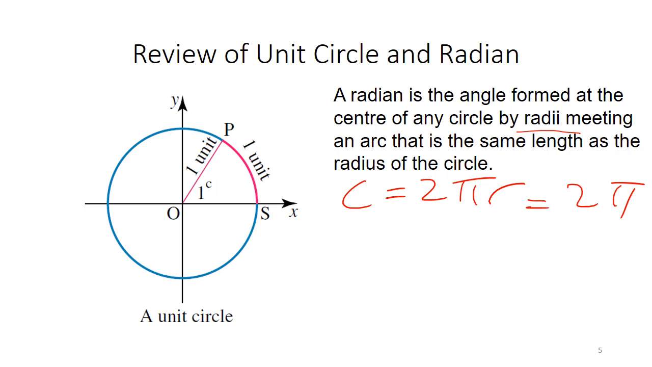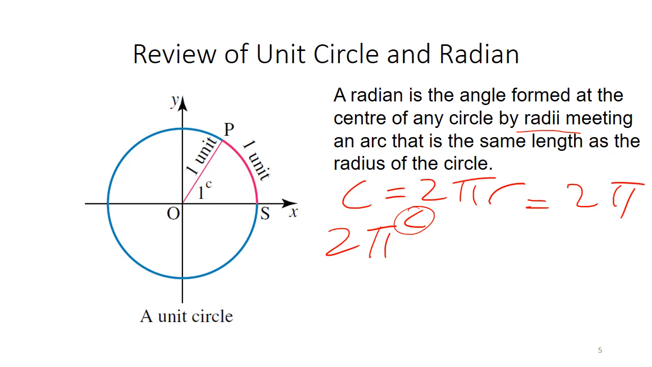So if we have a whole circle, that radius, that angle at the center of the circle would be 2 pi radians. Sometimes we'll write it like that. A lot of times we will just even ignore this sign. We can just write 2 pi. People would know you're using the radian mode rather than degree mode.